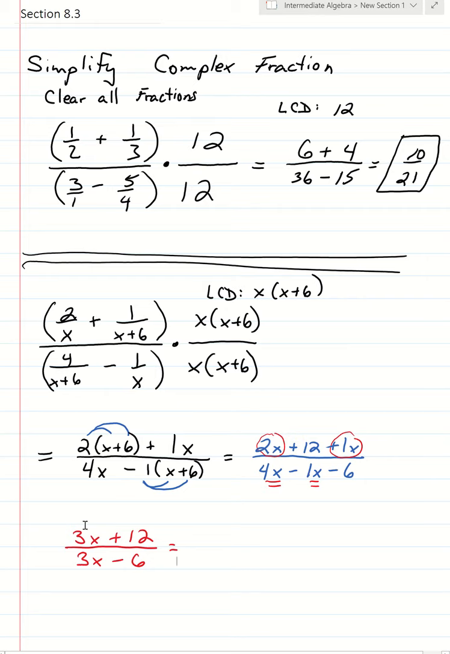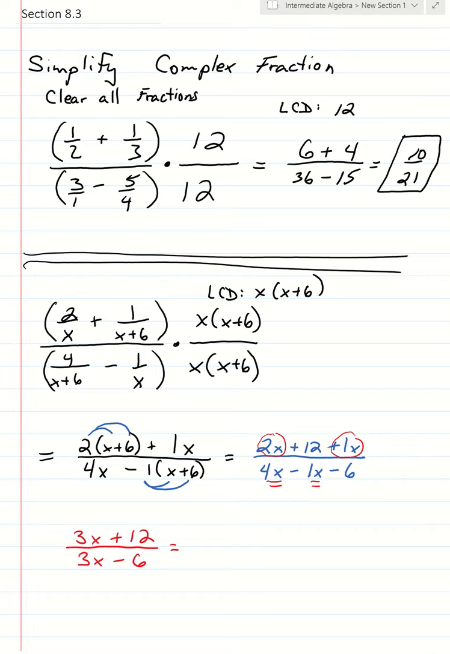Can I simplify this fraction? Sure. Remember how we simplify rational expressions, algebraic fractions. We look to do any and all factoring that's possible. Well, in the numerator, I can factor out a common factor of 3. And if I factor out a 3 from these two terms, we would be left with an x plus 4.